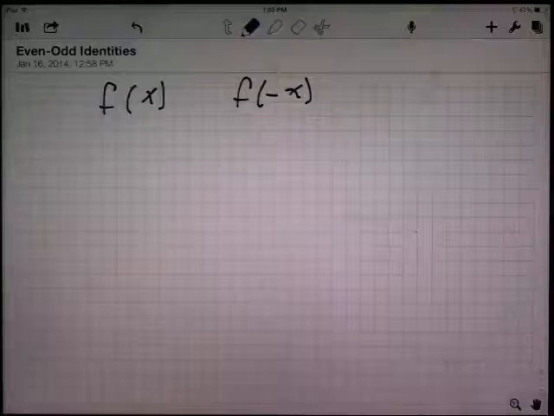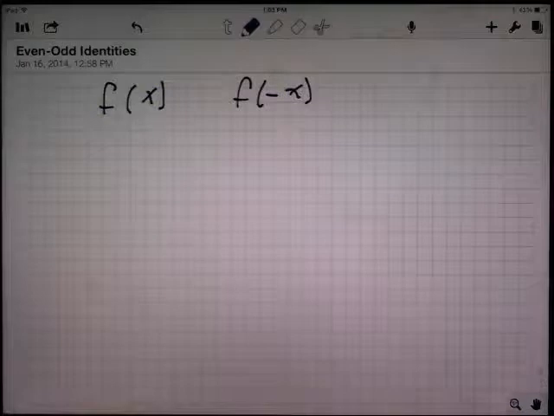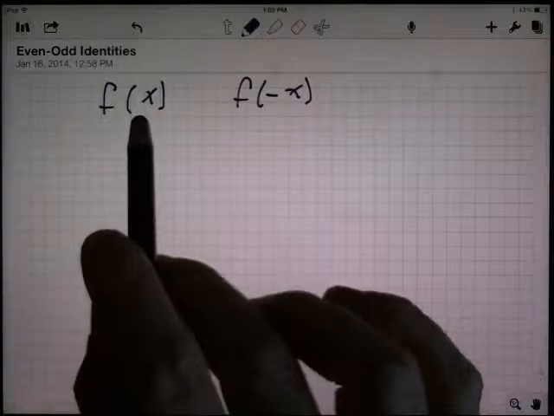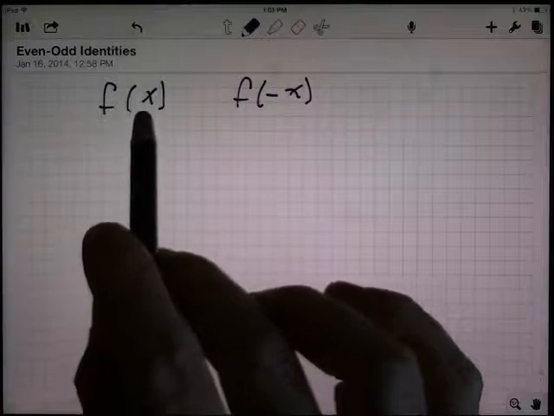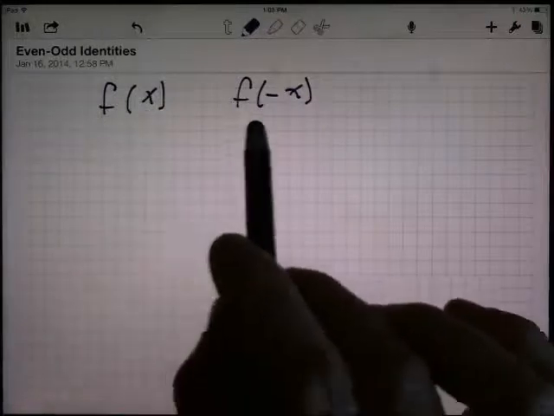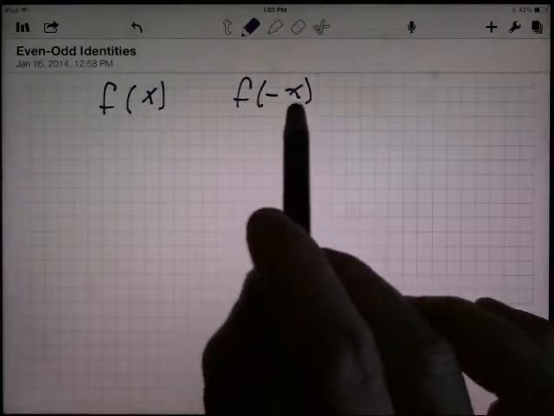In this video, I want to take a look at a set of identities that we call the even-odd identities. I want to look at each of the trig functions, and I want to compare the function with x plugged in, or theta plugged in, whatever, some variable plugged in, and the function with negative that variable plugged in.